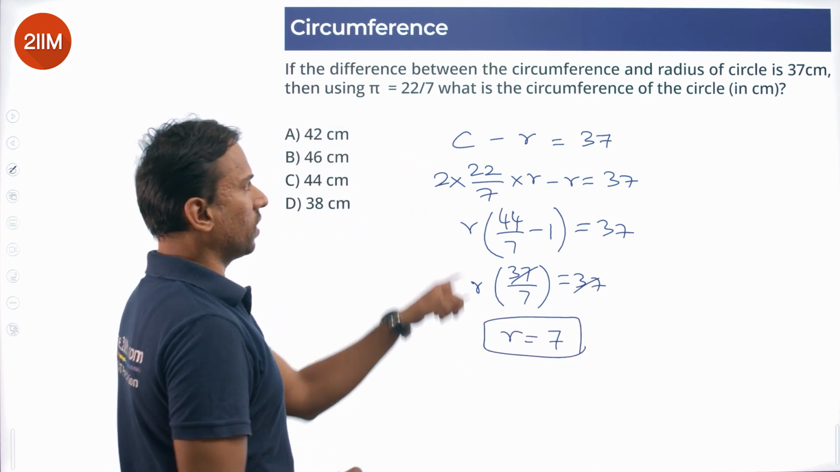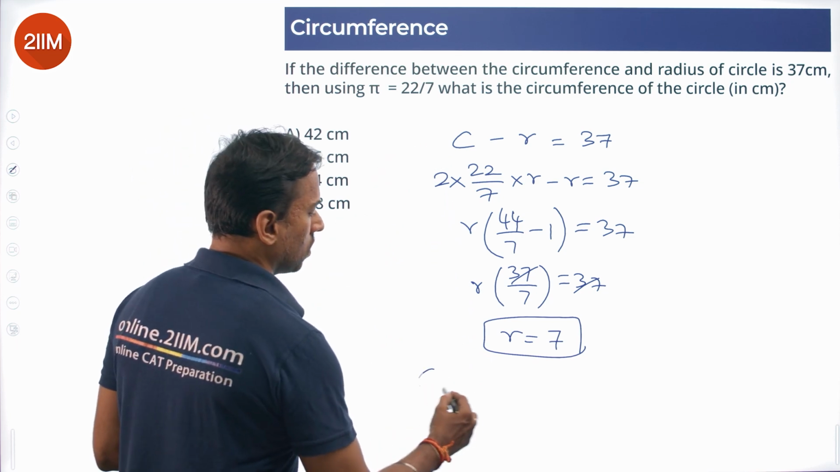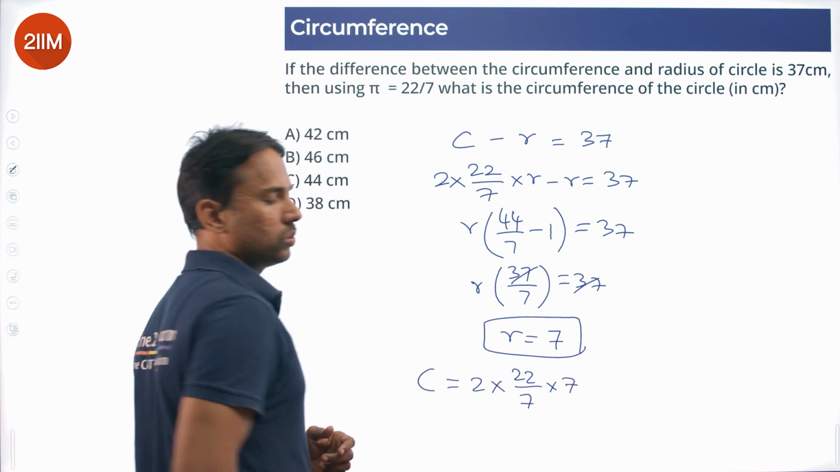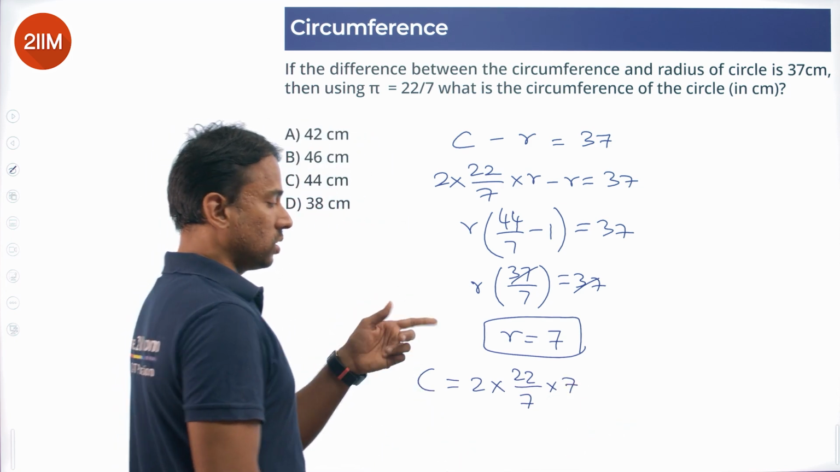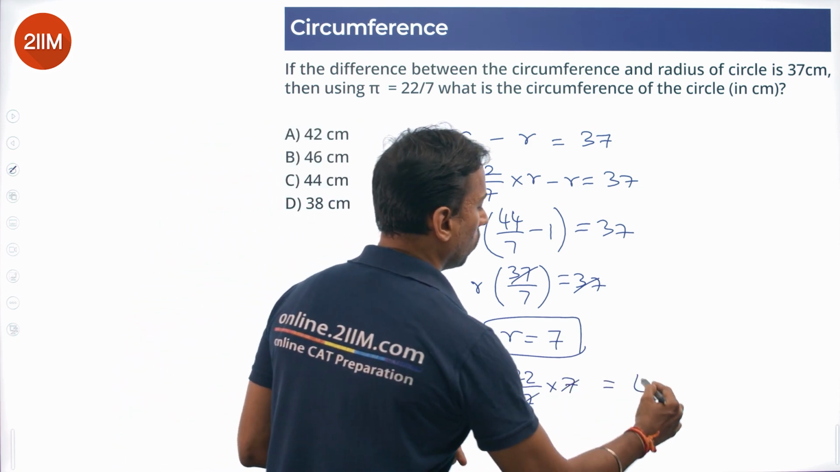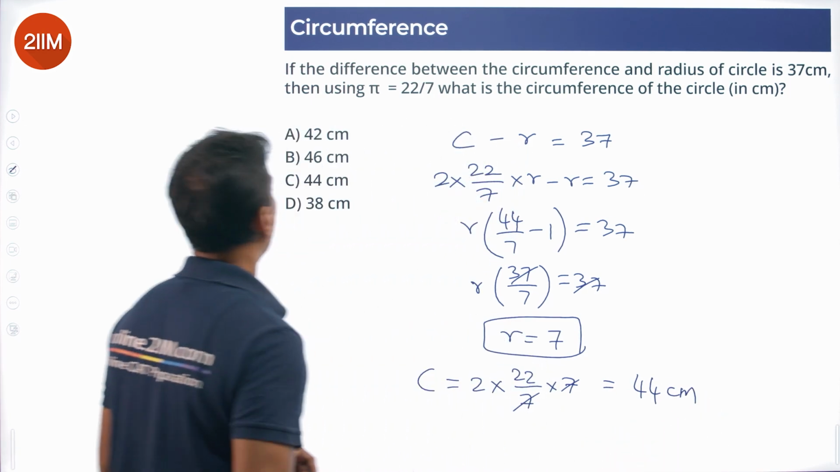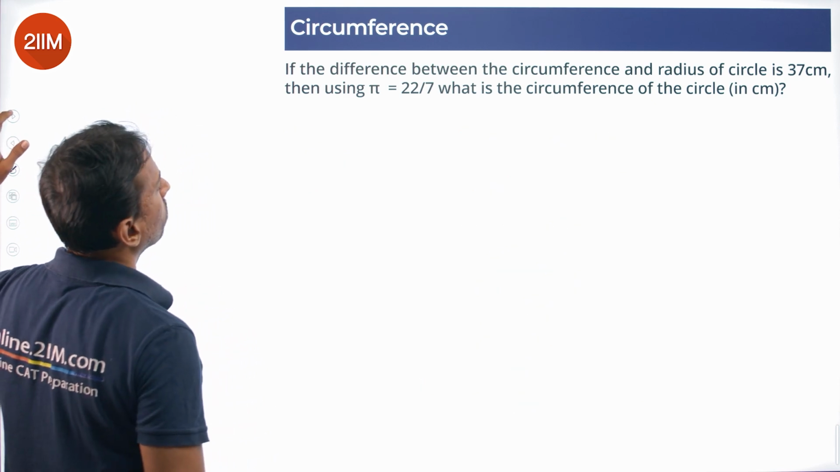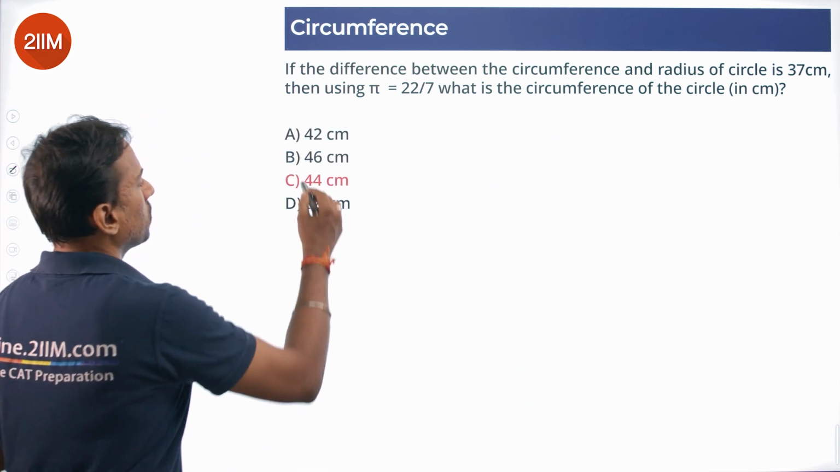So once r is 7, we can find the circumference very easily. Circumference is 2 into pi into r. So 2 into 22 by 7 into 7, which is 44 centimeter. Option C should be the right answer. Yes, option C is the right answer.